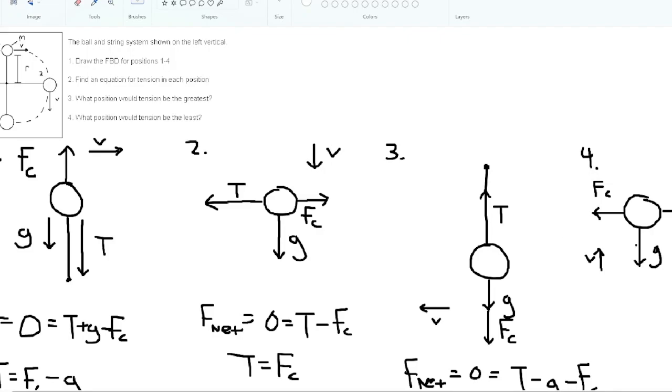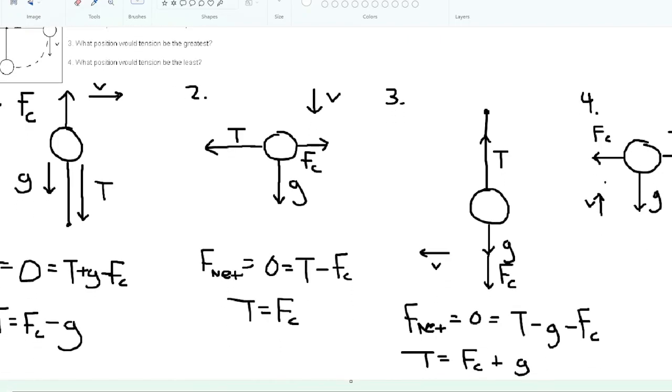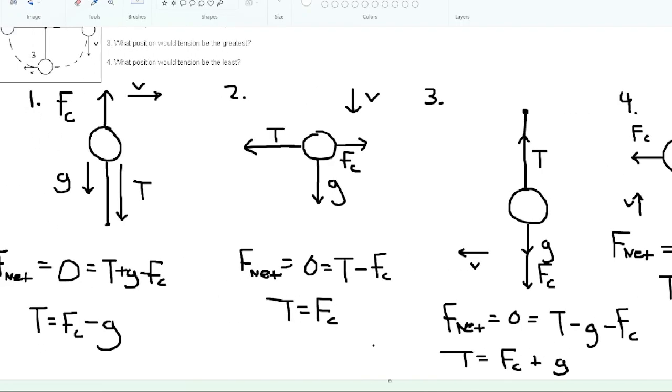So for number 4, let's see. Number 4, we have tension going this way. I don't know why I didn't write that down. Tension going this way, force centrifugal going this way, gravity going this way. F net in the horizontal direction is going to be equal to tension minus force centrifugal. And we see that tension is equal to force centrifugal when we solve for it. Okay, very cool.